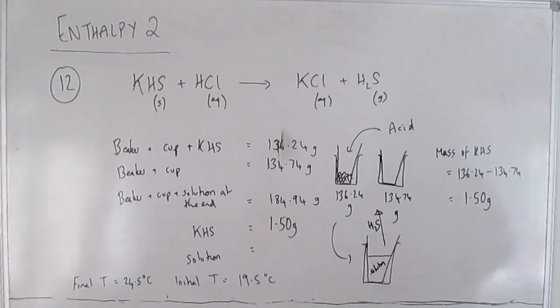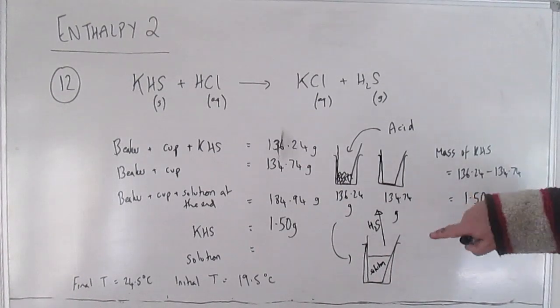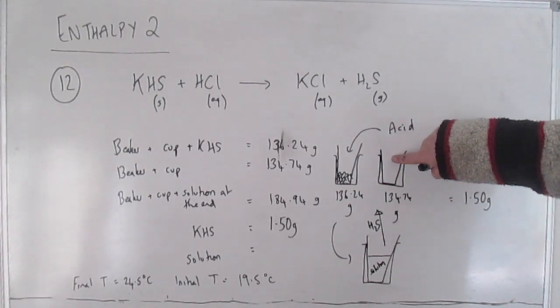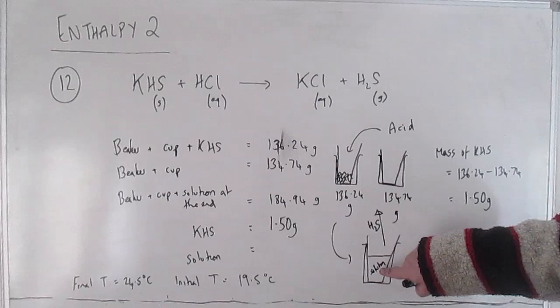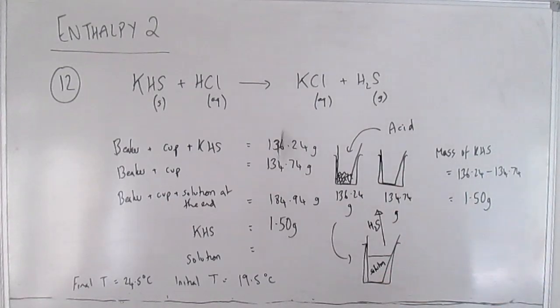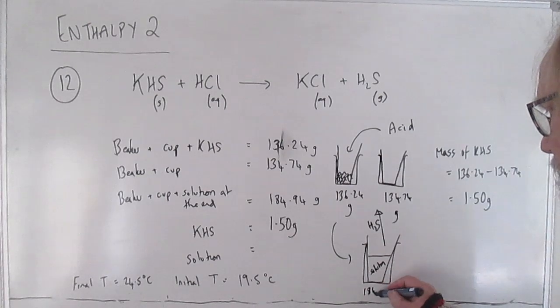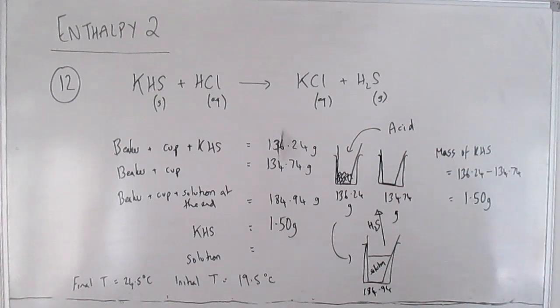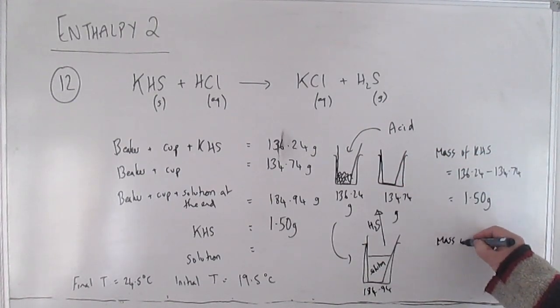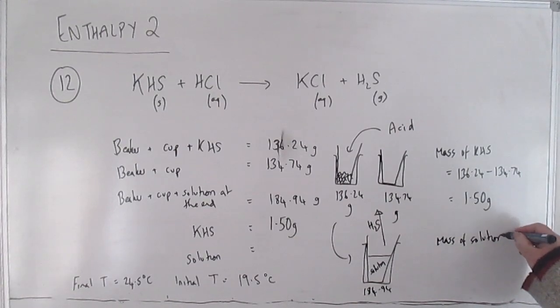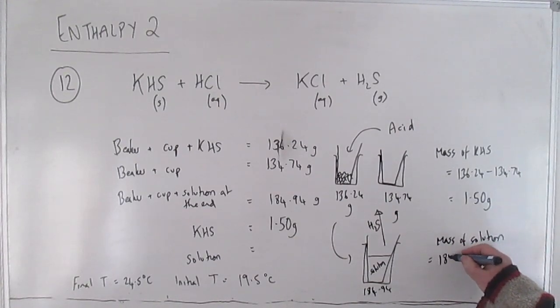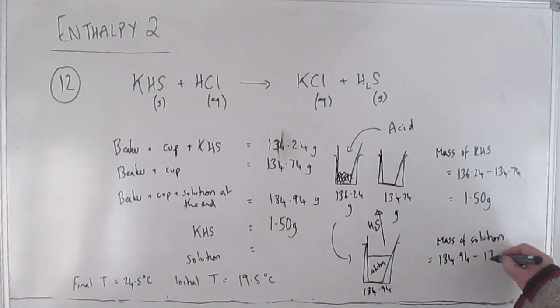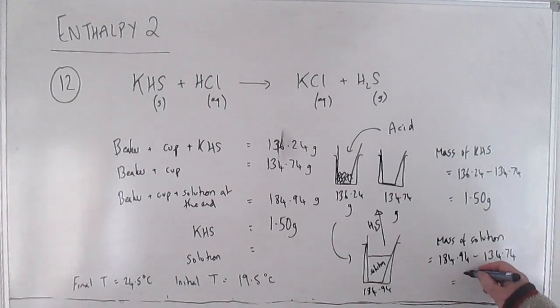And so we need to know the mass of the solution at the end, and we can get that because, again, it's just the difference between this and this, right? Because that's the beaker plus the cup on its own. That's the beaker and the cup with the solution in it. So it's this final mass, which is 184.94 grams, minus just the empty beaker and cup. Okay, so the mass of the solution is 184.94 minus 134.74, which is 50.20 grams.